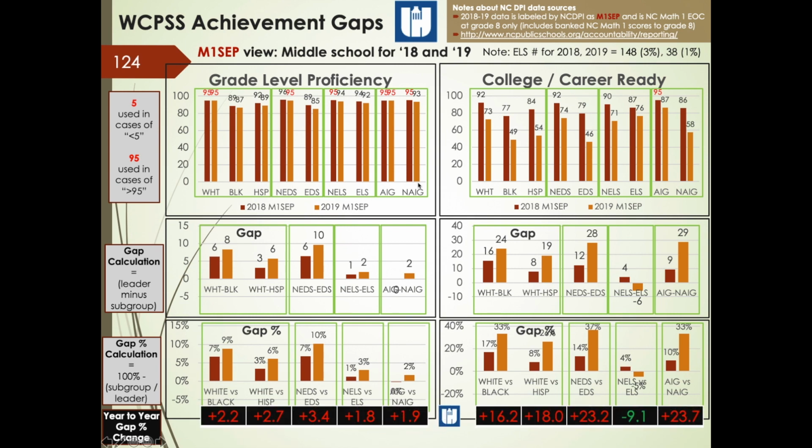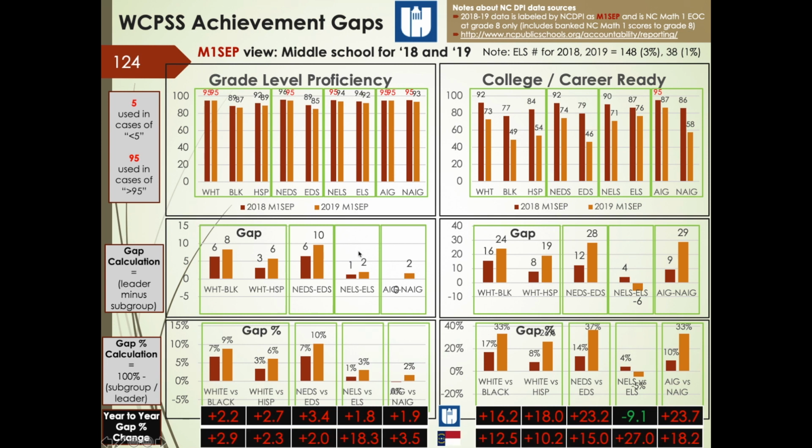So let's take a look at the gaps here for Wake County and the M1 SEP metric. Across the board, all a little bit higher in GLP, but over in CCR, they're quite a bit higher. Now we do have this one surprising green number, which is a closing of the gap. But again, this is a case where there's only 38 students in this population. So I don't give a lot of stock in the ELS numbers for the M1 SEP group.